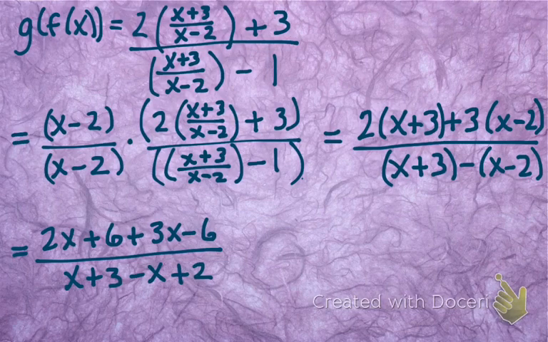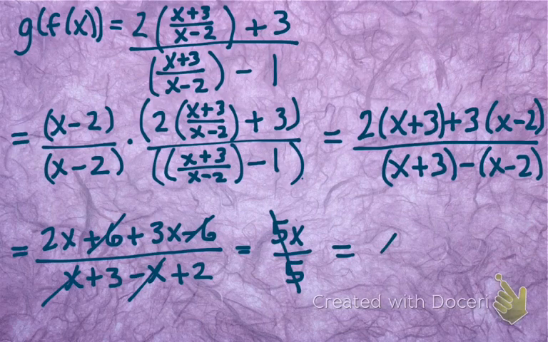So now I can combine like terms. So I have 2x plus 3x, which is 5x, and the 6's went away. And on the bottom the x's go away and leave me 5, and we get x. And we're finally finished with number 32 and all of our 1-5 examples, and that's the end of this video.